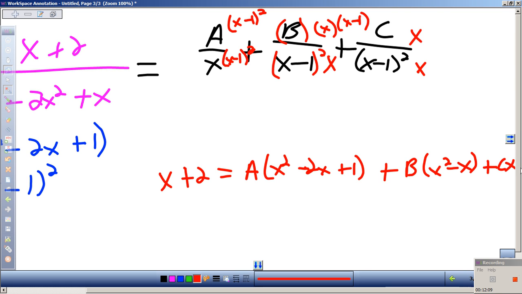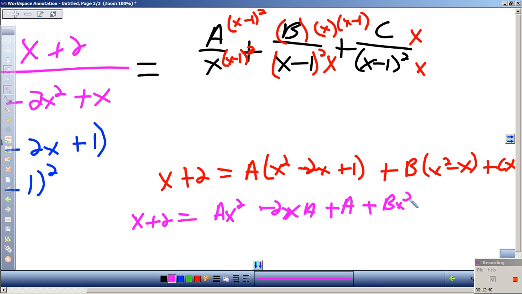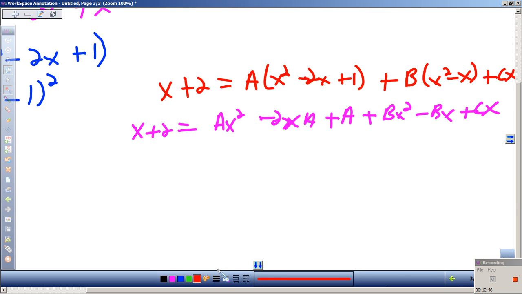Okay, anybody stuck on that? Why didn't you skip this? Oh, I just didn't want to do it yet. I was skipping a couple steps here. So I have x plus 2 equals ax squared minus 2ax plus a plus bx squared minus bx plus cx. So now we've got 3 variables, 3 unknowns. We have to have 3 equations.